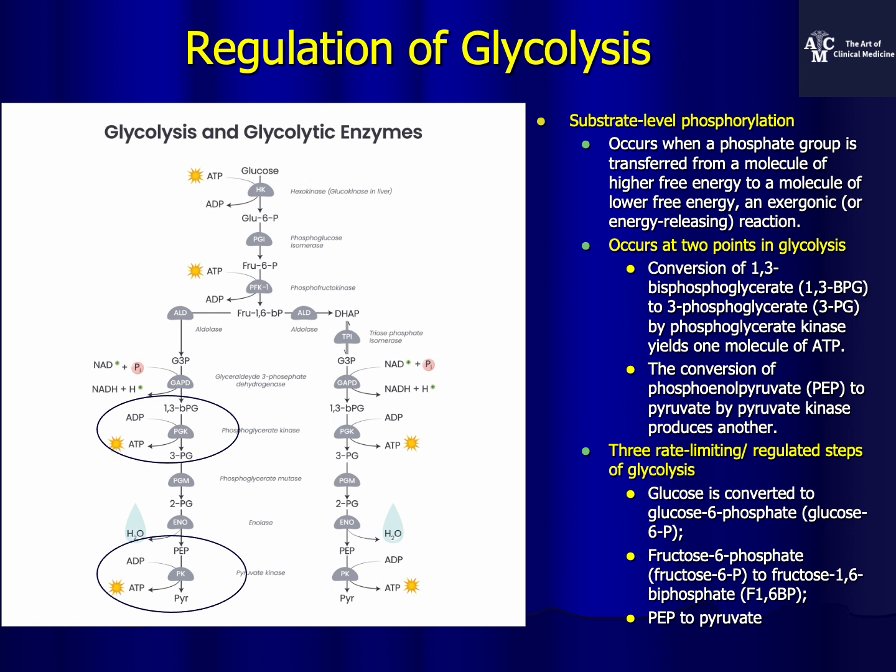There are also 3 rate-limiting regulated steps. The initial first one, which is glucose to glucose 6-phosphate, the second one, which is fructose 6-phosphate to fructose 1,6-bisphosphate, and then the third one is the phosphoenolpyruvate to pyruvate at the very end.